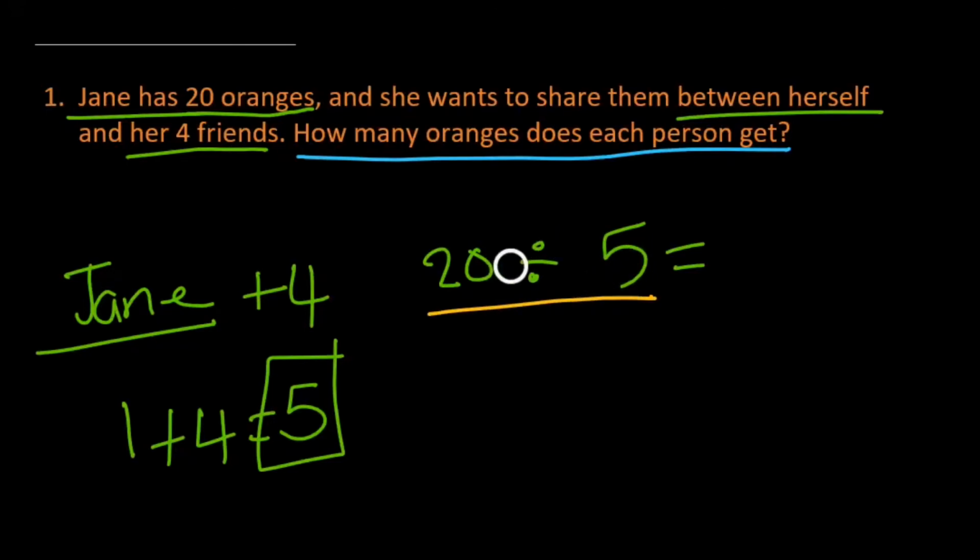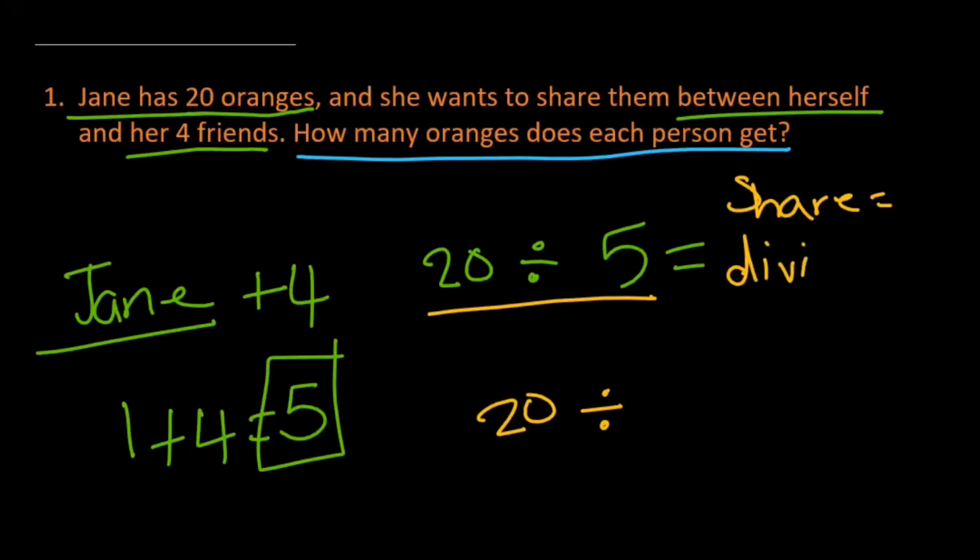And again, if you're still wondering how I got it, Jane had 20 oranges in total. And she wanted to share it or divide. Remember, share equals divide. They're both the same things when you're doing division. Share is equal to divide when you're doing division.